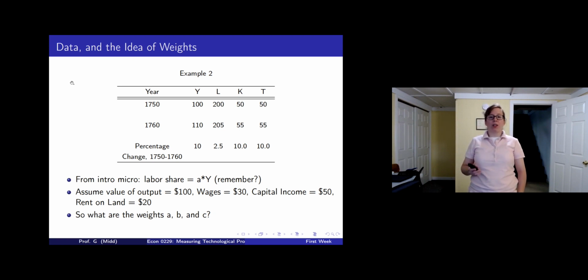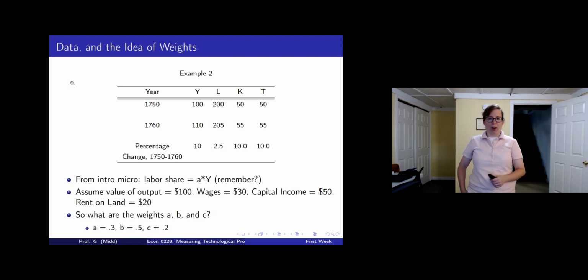As it turns out, the labor share of output will be equal to the weight A times output Y. So let's make an assumption here. Assume that I know that the total value of output is $100, that wages are $30, capital income is $50, and rent on land is $20. What then are the weights that we would use, A, B, and C?